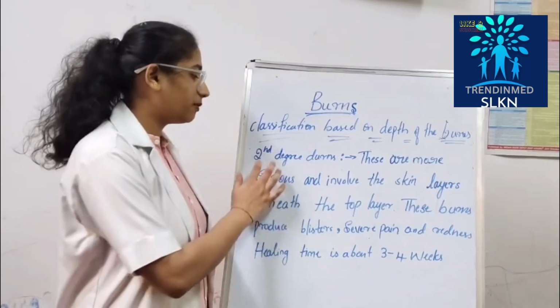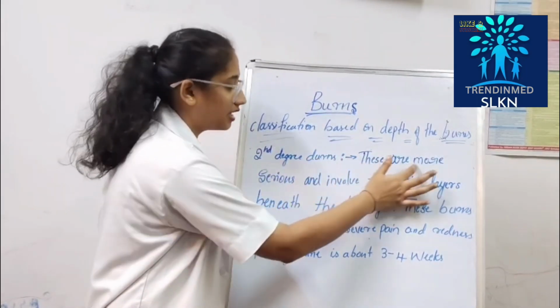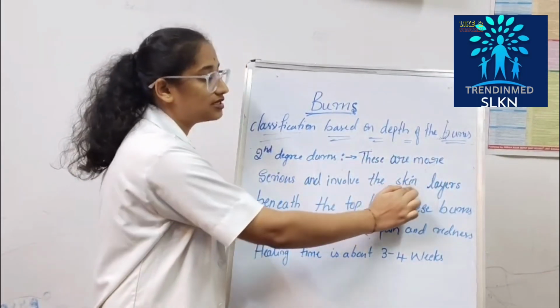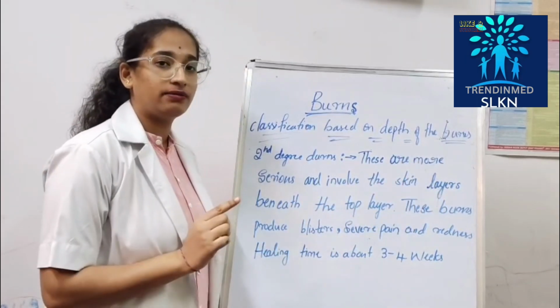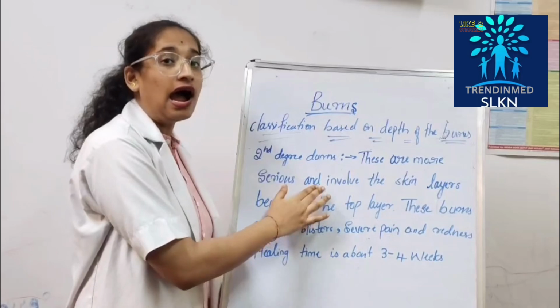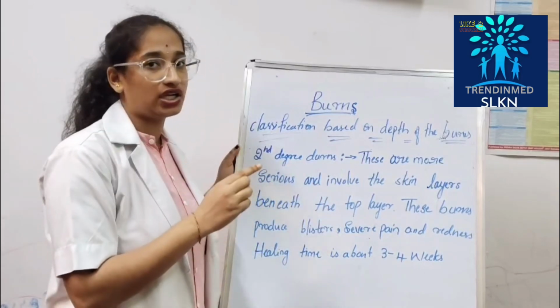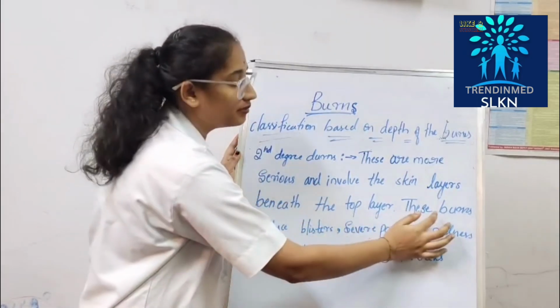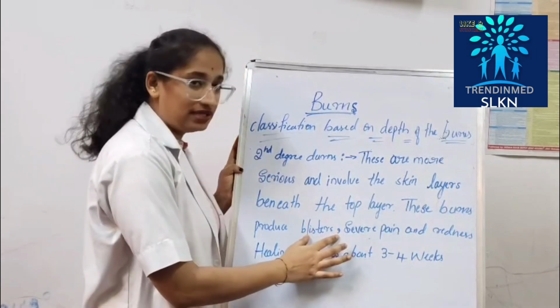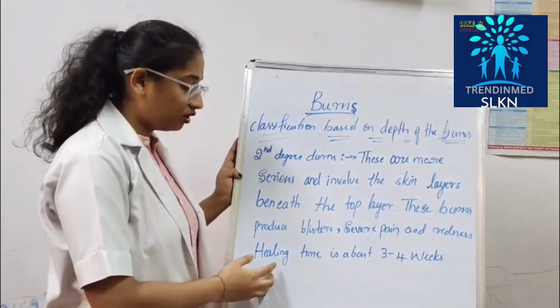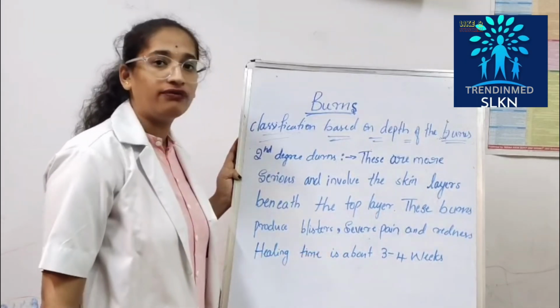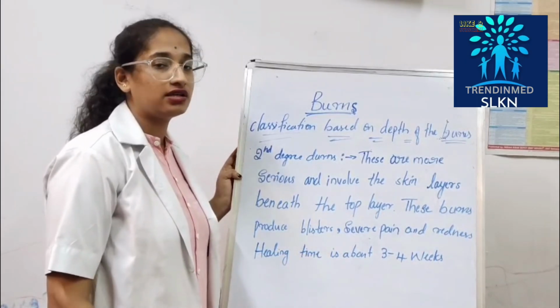Now we will discuss second degree burns. These are more serious and involve the skin layers beneath the top layer. Compared to first degree burns, this is more serious and it affects the dermis and subcutaneous tissue. These burns produce blisters, severe pain and redness in the skin. The healing time is about 3 to 4 weeks; in 3 to 4 weeks it may heal.